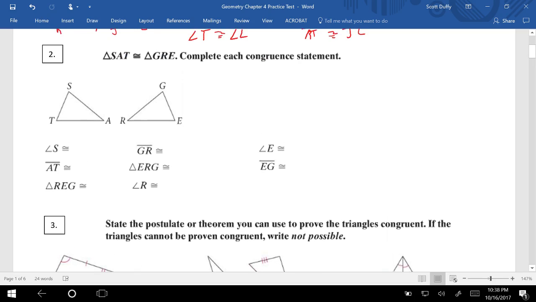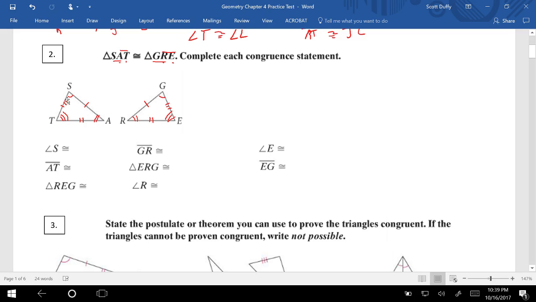Complete each congruent statement. So S is congruent to G, so we'll put a little mark right there, little mark right there. Then A corresponds to R, we'll put 2 marks right there, 2 marks right there, and then T would correspond to E, so I'll put 3 marks right there and 3 marks right there, just so I don't get confused. And then that would make SA congruent to GR, and then AT congruent to RE, and then the last side ST congruent to GE.